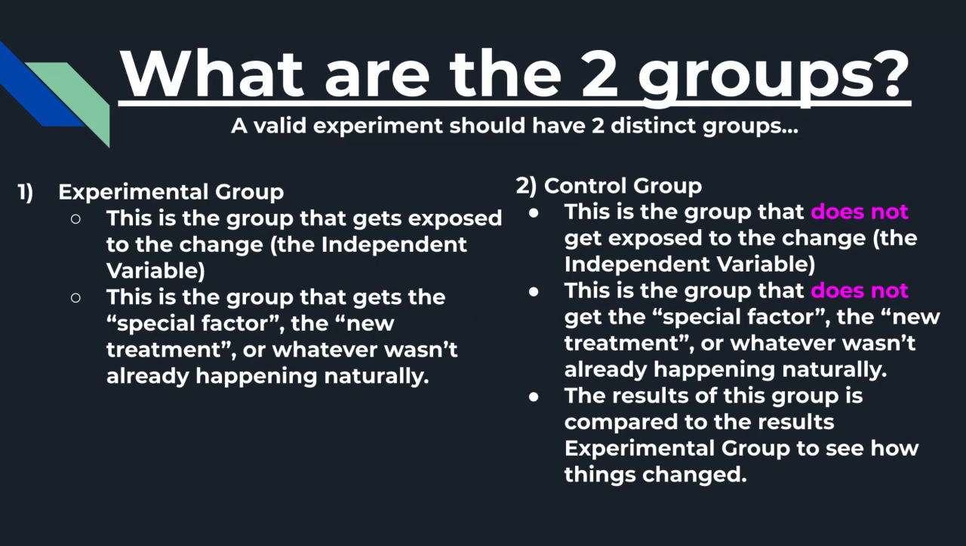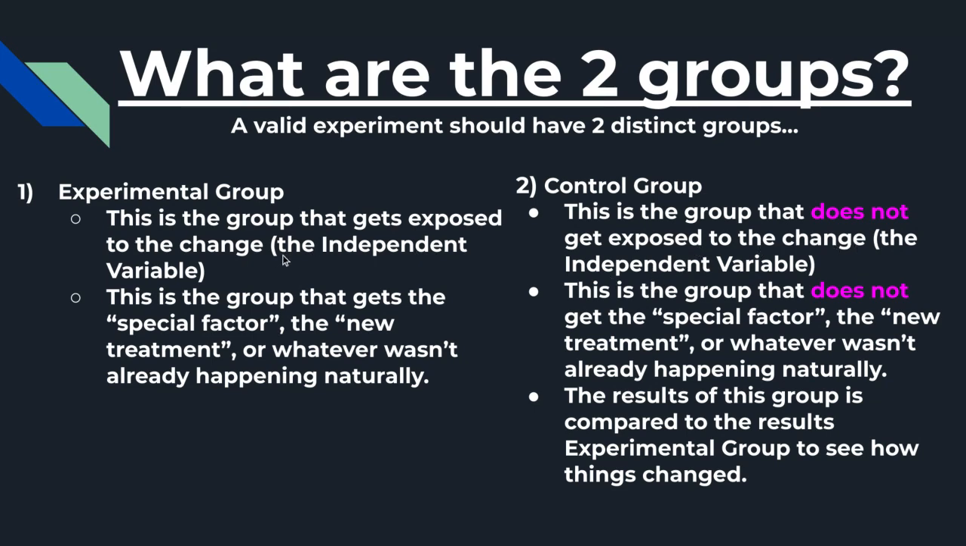All right, so there's two variables, independent and dependent variable. There are also two groups. You've got your experimental group for number 1 and your control group for number 2. The experimental group is the group that gets exposed to the change, namely the independent variable. The control group is the group that does not get exposed to the change, namely the independent variable.